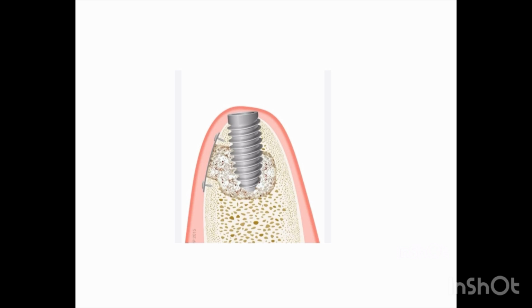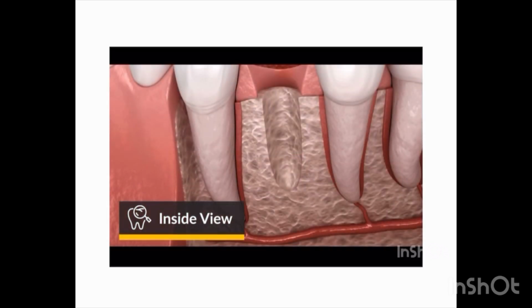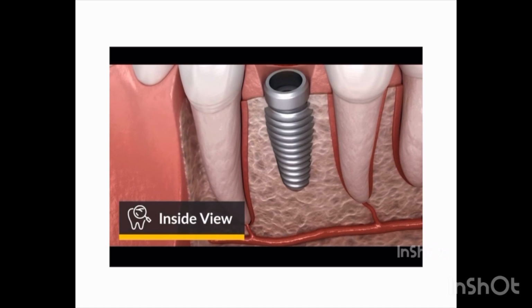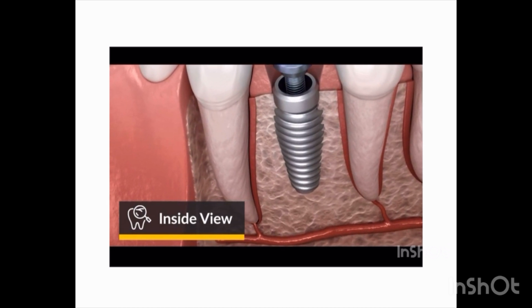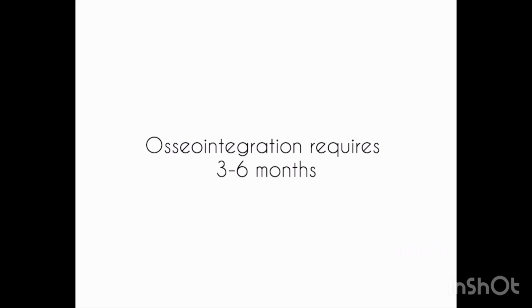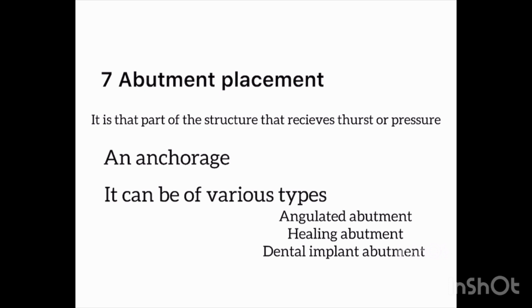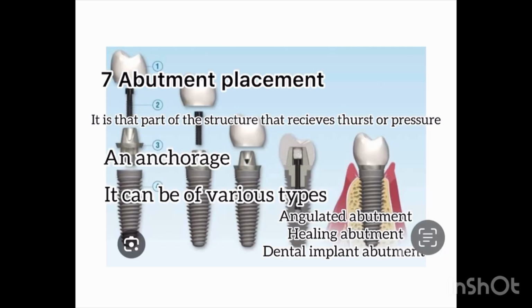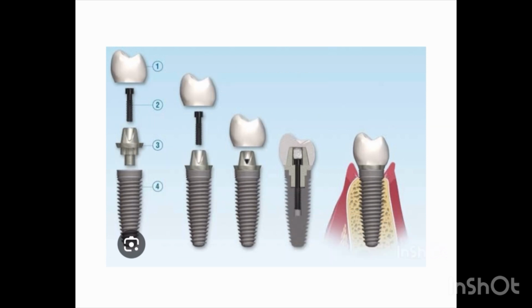You can see the diagram here, and here comes the video. Once the implant is inserted, the process of osseointegration begins. It takes some time, approximately 3 to 6 months, and the seventh step is abutment placement. It is the part of the structure that receives a thrust or a pressure. It actually acts as an anchorage or a support. It can be of various types: angulated, healing, dental implant abutment.